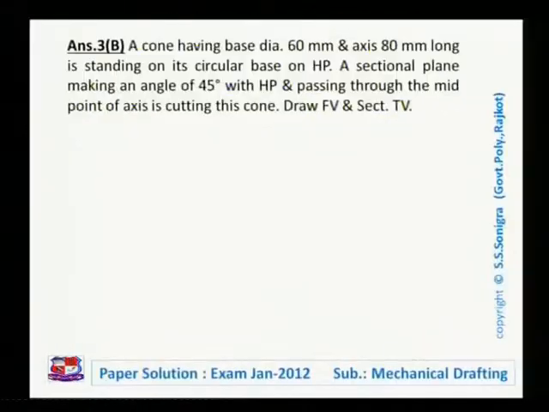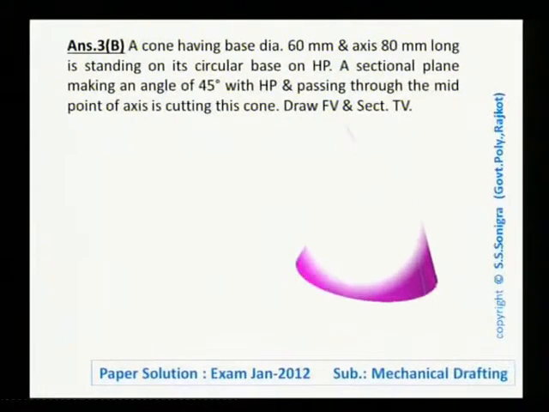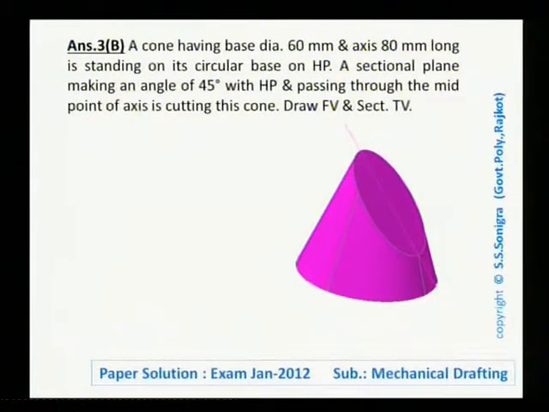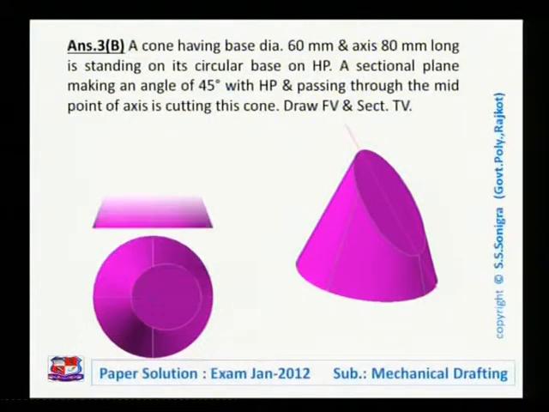So the given case is like this. This is a cone. It is cut with the plane which makes an angle of 45 degree with the XY line and it bisects the axis of the cone. We have to draw the front view and the top view of this given case. So for that, you can see these are the front view and top view of the given case.